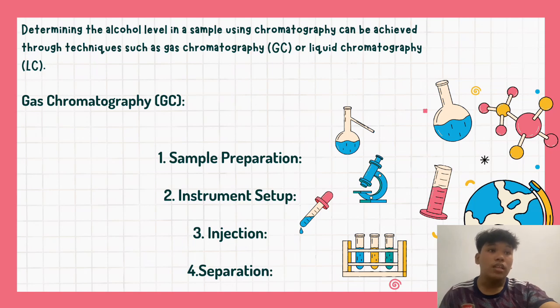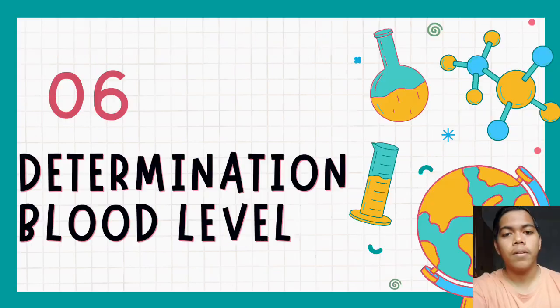For the injection, inject the prepared sample into the gas chromatograph. The injected sample is vaporized in the heated injector. And the last one is separation. The sample components travel through the chromatographic column based on their affinity for the stationary phase. The alcohol compounds will separate based on their boiling points and interaction with the column.